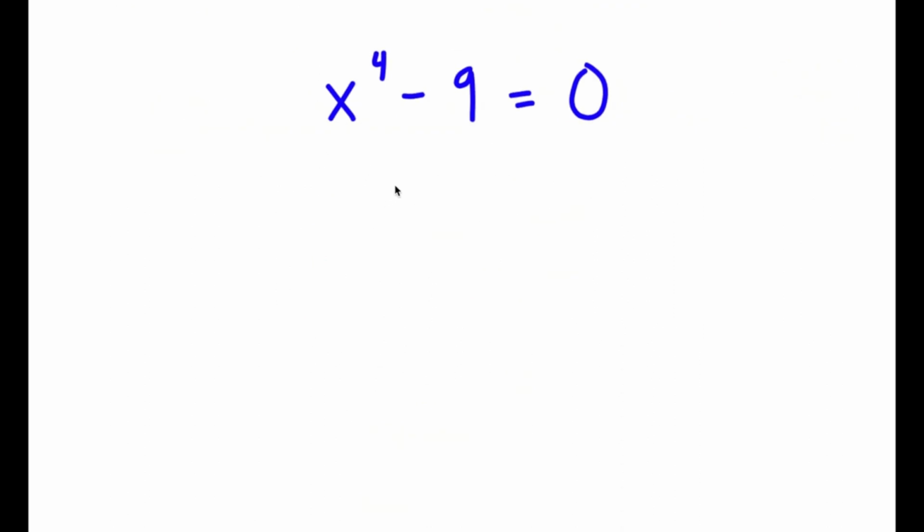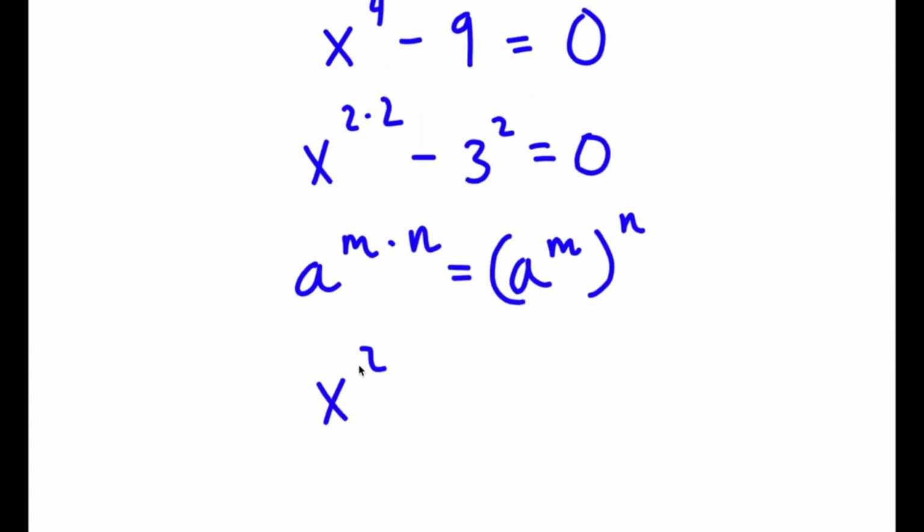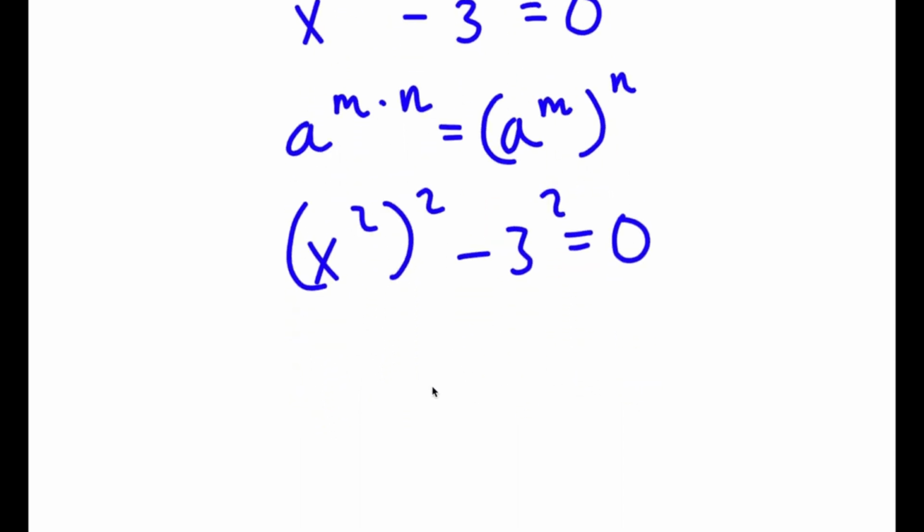Alright, so I have x to the power of 4 minus 9 is equal to 0. So to solve this, I'm going to first rewrite x to the power of 4 as x to the power of 2 times 2. So I have x to the power of 2 times 2 minus 9, which I'm going to rewrite as 3 squared, is equal to 0. Now, if I have something in the form a to the power of m times n, this is simply equal to a to the power of m to the power of n. So x to the power of 2 times 2 I can rewrite as x to the power of 2 to the power of 2. I have this minus 3 squared, which is equal to 0.